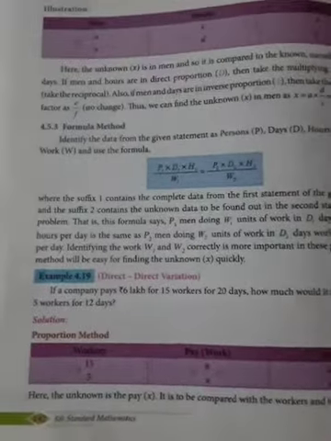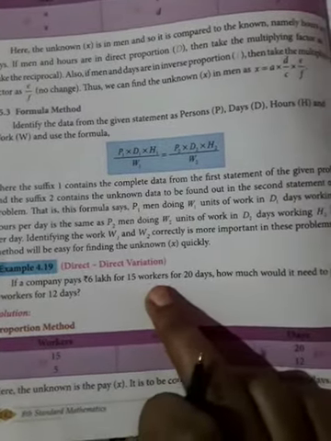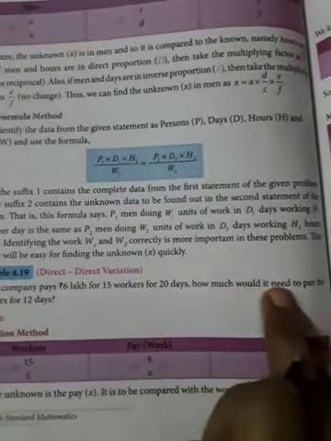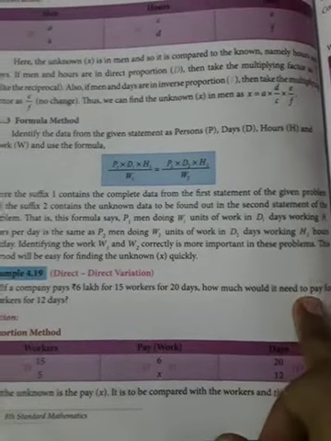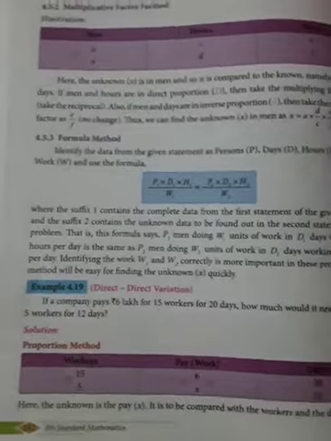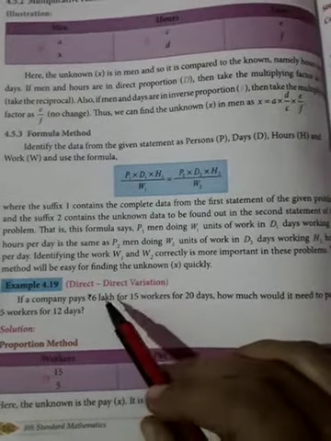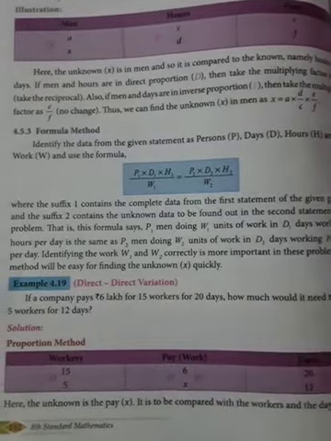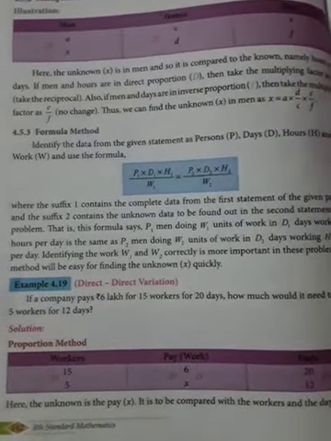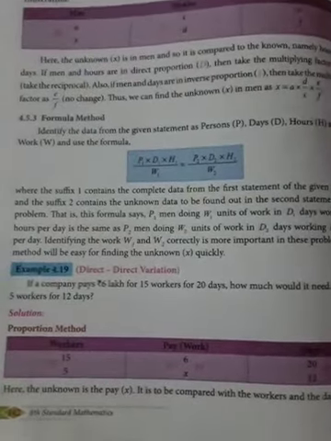Let us see one sum. If a company pays 6 lakh for 15 workers for 20 days, how much would it need to pay for 5 workers for 12 days? Okay, so here three topics are involved. One is workers, another one is payment, and another one is days. So first you just prepare a tabular column. We are using the proportion method, for that we need a tabular column.